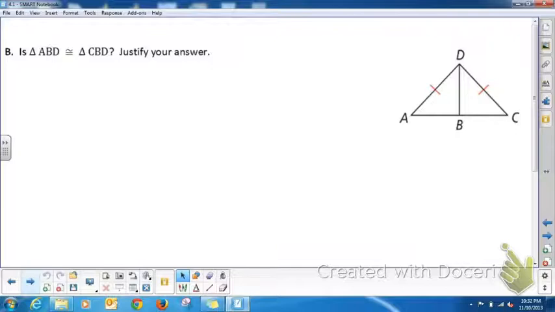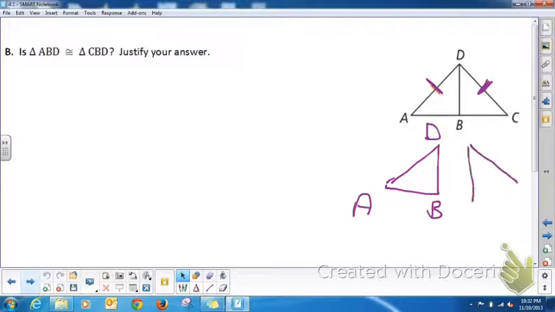You're given that segment AD is congruent to segment CD. We also know, because both of these triangles, triangle ABD and triangle CDB, have this segment, DB, it is congruent to itself by reflexive property. They share it, and therefore it's equal to itself by reflexive property.